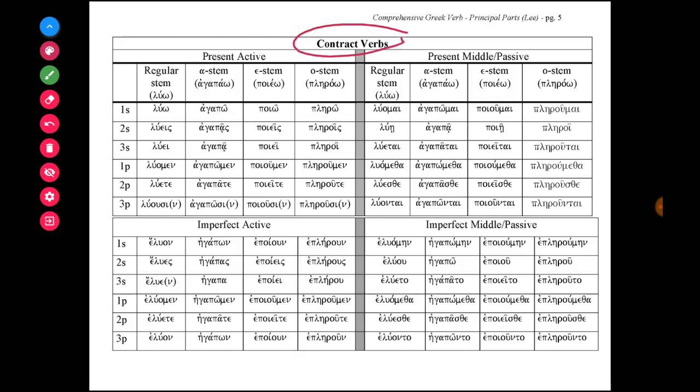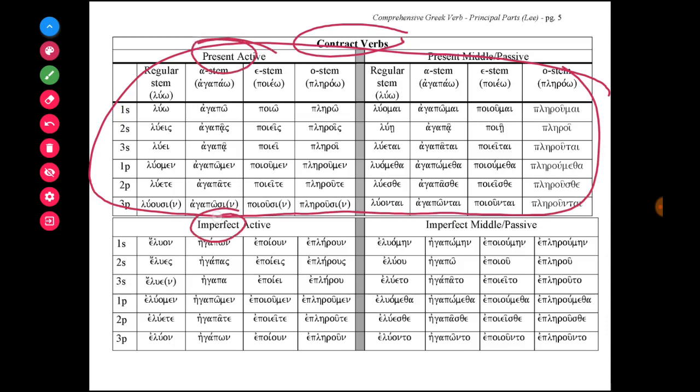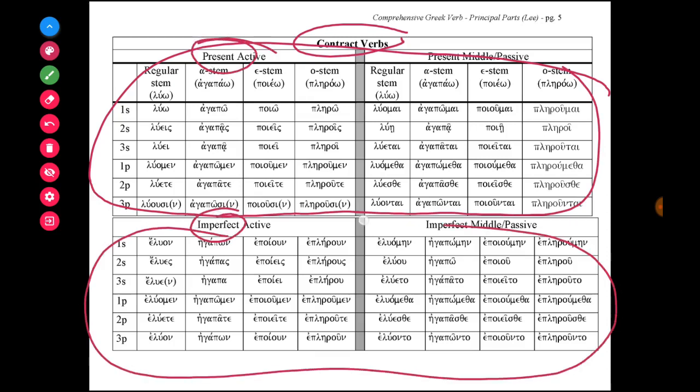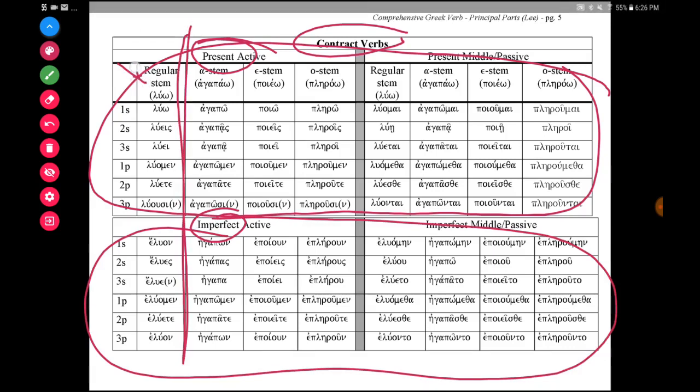Here's a chart showing all the contractions. So this is the present tense, and here are the imperfect forms for the contract verbs, along with luo here as a way to compare them with the contract forms. So it's really, again, the present and the imperfect forms where vowel contraction comes in for contract verbs. And then the rest of the principal parts is easy.